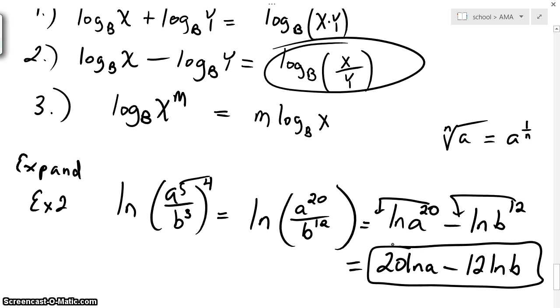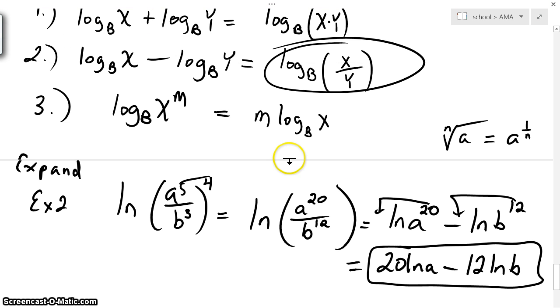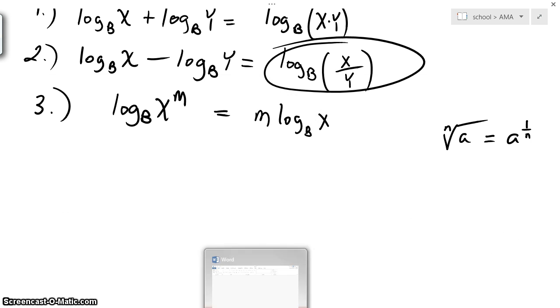I think it's very, very important to say that logarithms show up quite a bit in a calculus class. We're going to see them used repeatedly, so we have to be very, very comfortable with them.